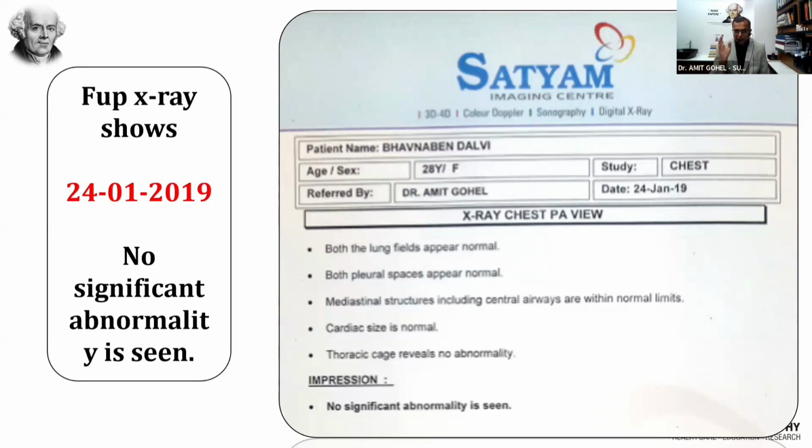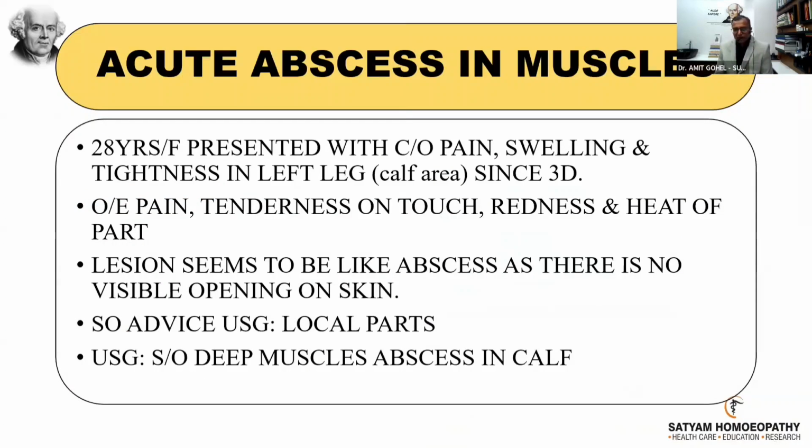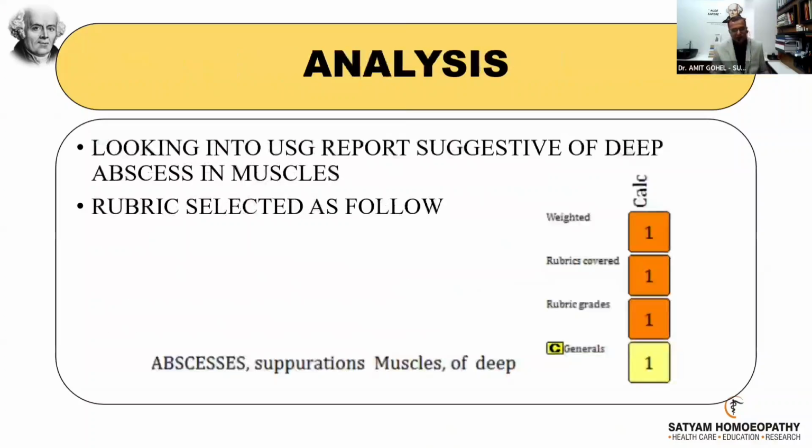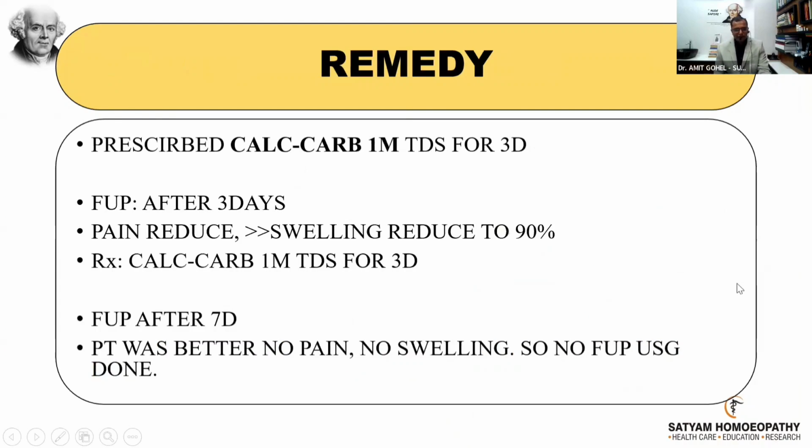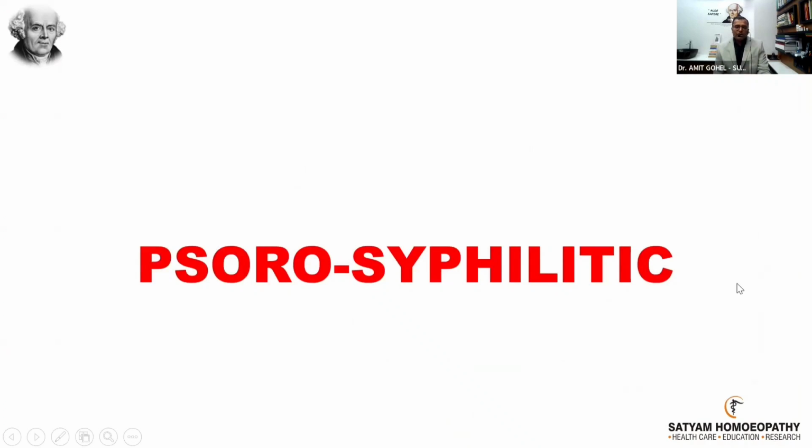If you don't have any of this history, then also you can prescribe. Okay, I am skipping this. This was the case of a muscle abscess in the calf muscles, and we took only the rubric: abscess, muscles, deep in the calf. Calcarea carb was prescribed, and within 3 days, absolutely fine, absolutely normal. So we end up here with the Psoric approach. Hope you all get a good idea of how to deal with Psora.